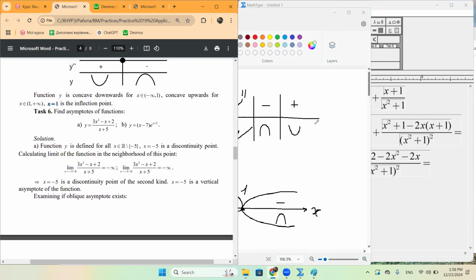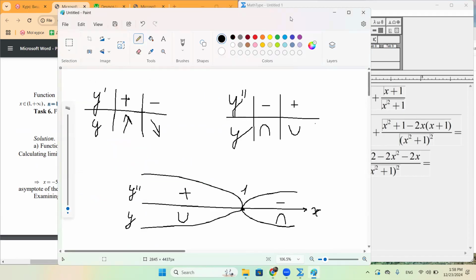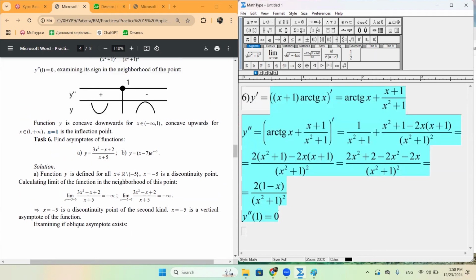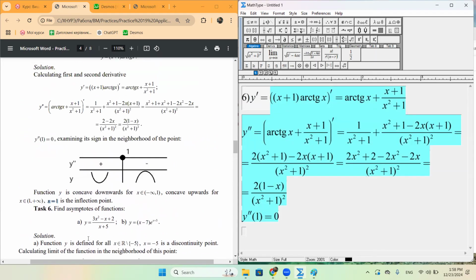So now let's solve task number 6, at least 1, and after that we will have a break for 5 minutes. So here we will not use differential calculations. We will not differentiate functions, but we will calculate limits of these functions.